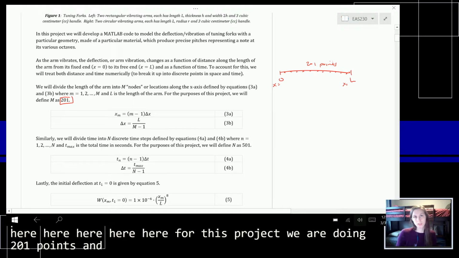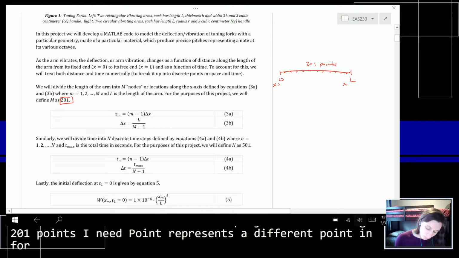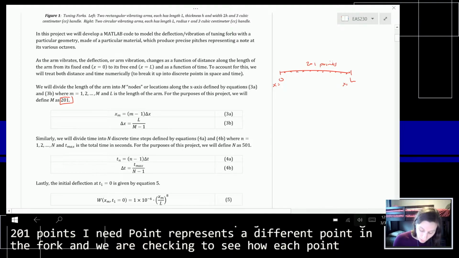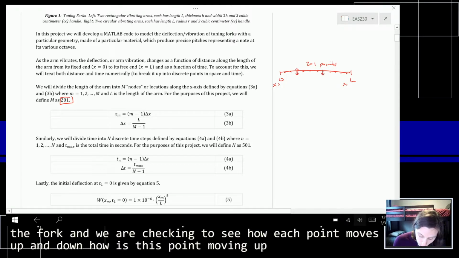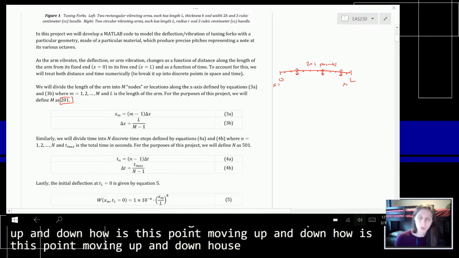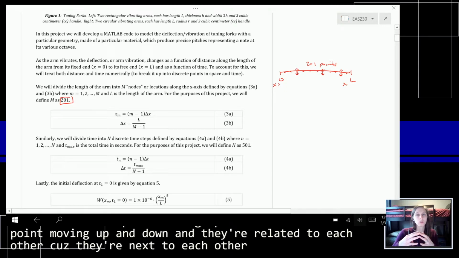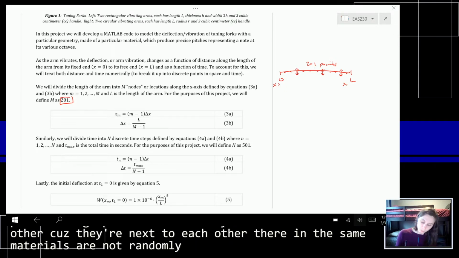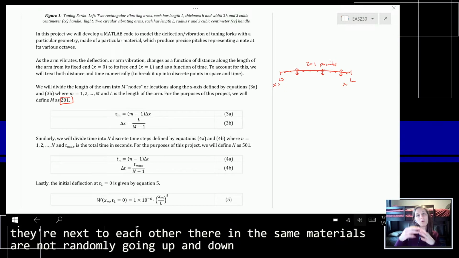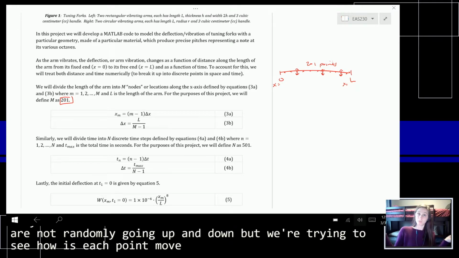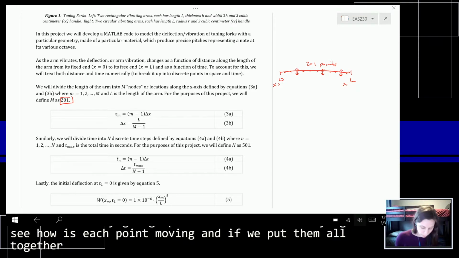And each point represents a different point in the fork. And we are checking to see how each point moves up and down. How is this point moving up and down? How is this point moving up and down? How is this point moving up and down? And they're related to each other because they're next to each other. They're in the same material. They're not randomly going up and down. But we're trying to see how each point is moving, and if we put them all collectively together, we can see how the entire fork is moving.